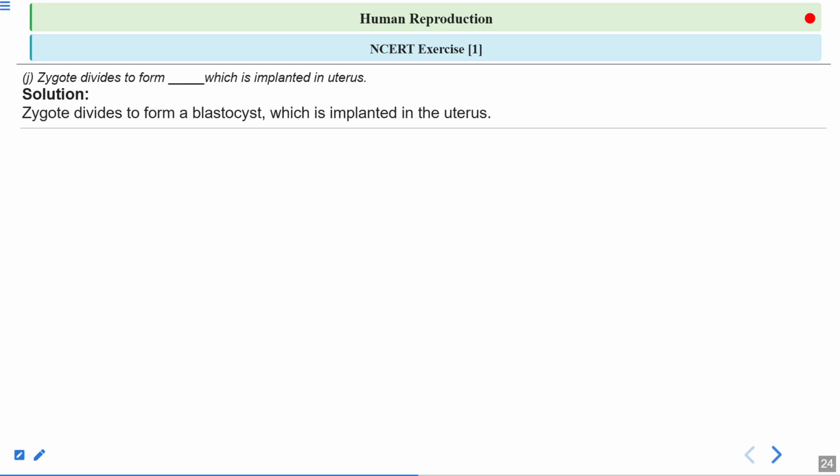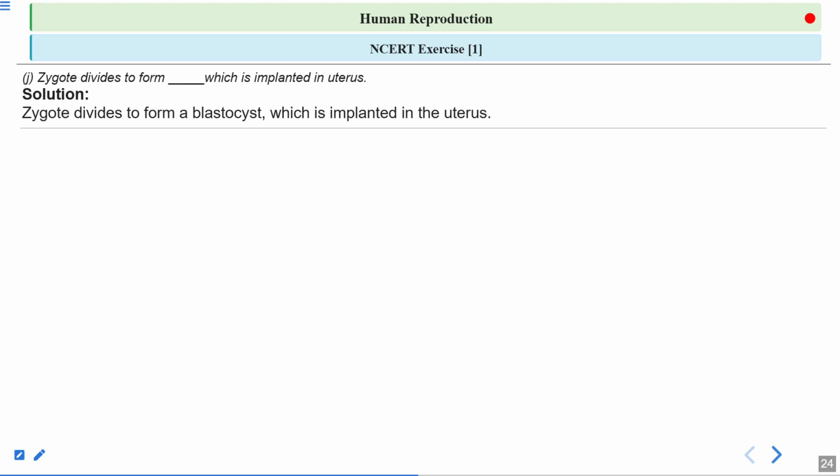Okay, now the embryo containing 8 to 16 blastomeres, this is known as morula. So from the zygote, morula is formed. And morula finally transformed into blastocyst. This blastocyst gets attached to the endometrium. So blastocyst is a structure which is implanted in the uterus. Now what is implantation? Attachment of the blastocyst to the endometrium, which is the innermost wall of the uterus.